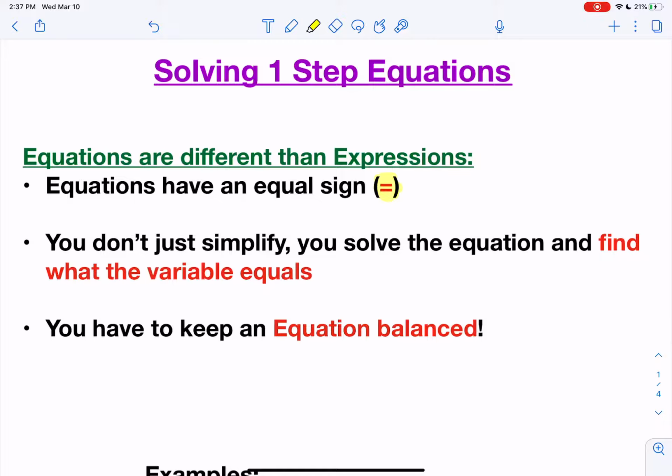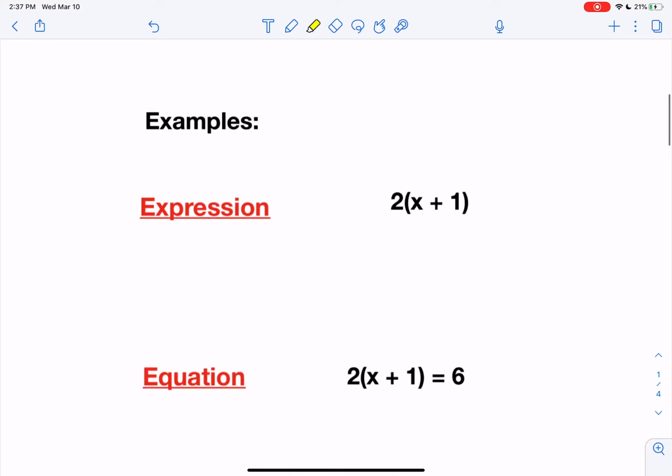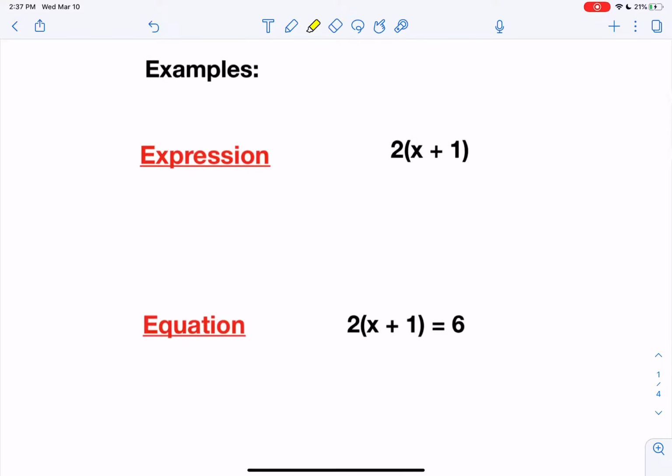Also, an equation's different in the sense that we have to keep it balanced, which we're going to go more into in just a minute. So here are two examples. One's an expression, one's an equation.